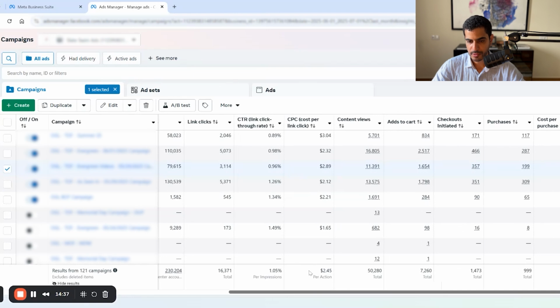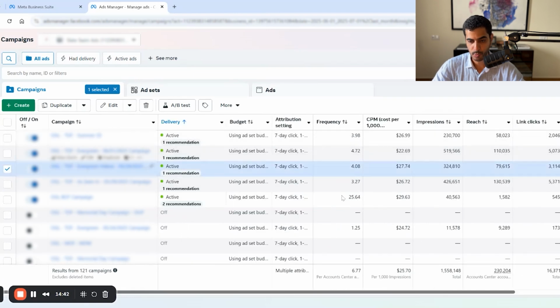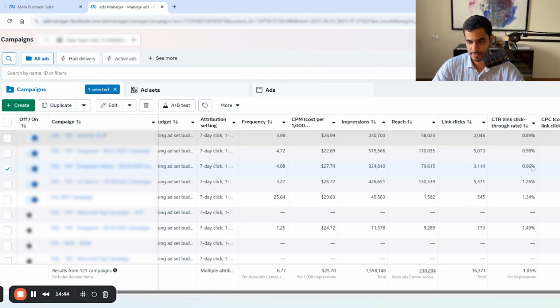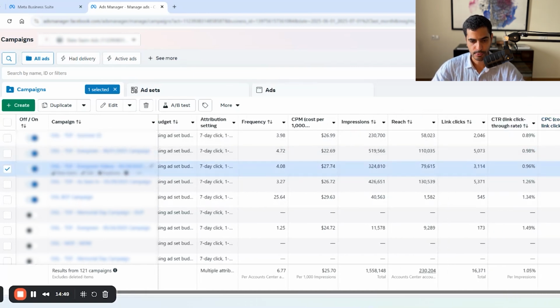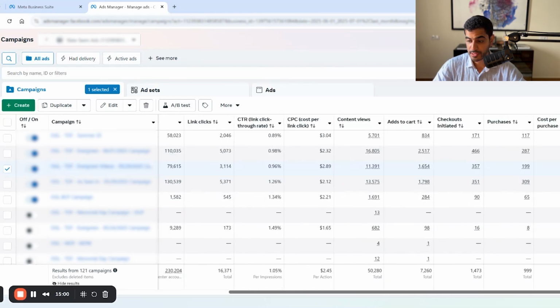The only way we can double this is by unlocking customer segments that'll give us a frequency that is less than what we're seeing here, and the CTR that is still stable at 2%, and the cost per click that is between $1.5 and $2. That's how we'll scale.